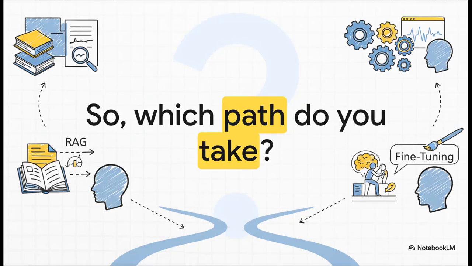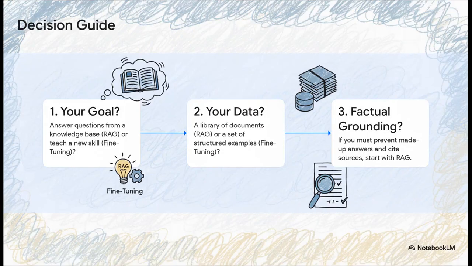So which way do you go? Well, the right path really depends on just three things: what your goal is, what your data looks like, and just how critical it is to get factually perfect answers. Here's a quick decision guide for you. Just ask yourself these 3 questions.